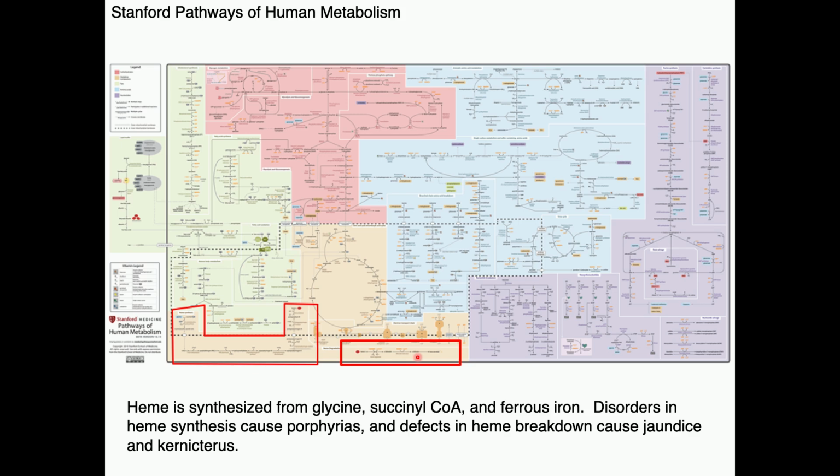So disorders of heme synthesis generally cause porphyrias, or disorders that are caused by accumulation of the intermediates of heme synthesis. Disorders of heme breakdown lead to hyperbilirubinemia and jaundice. Okay, that's kind of a high level view. And then kernicterus, this is referring to brain damage or neurological damage due to hyperbilirubinemia.